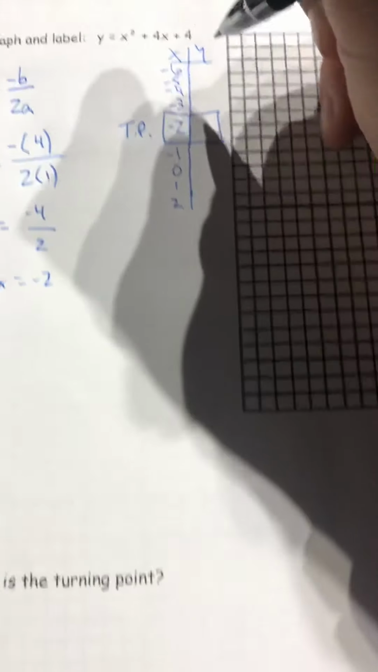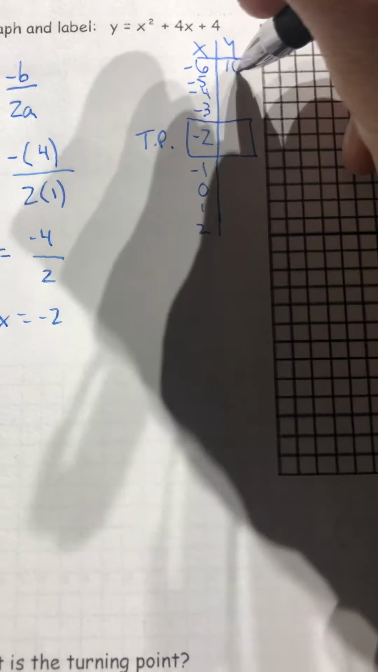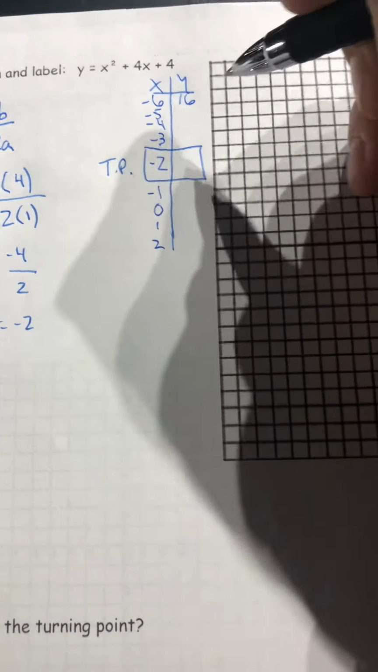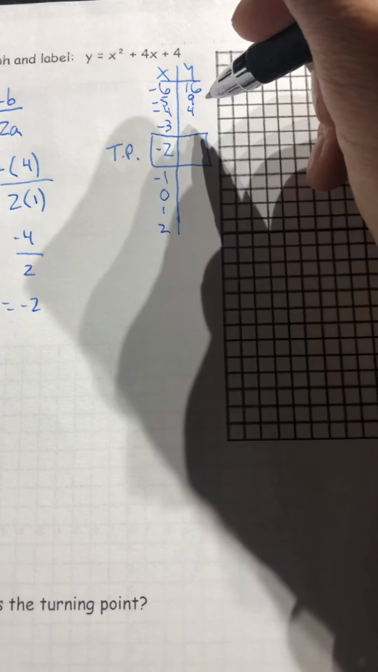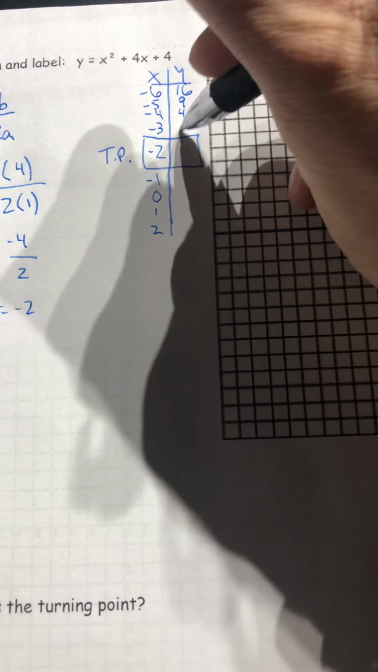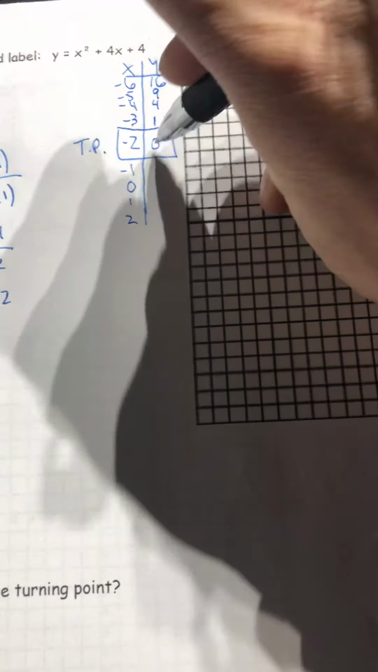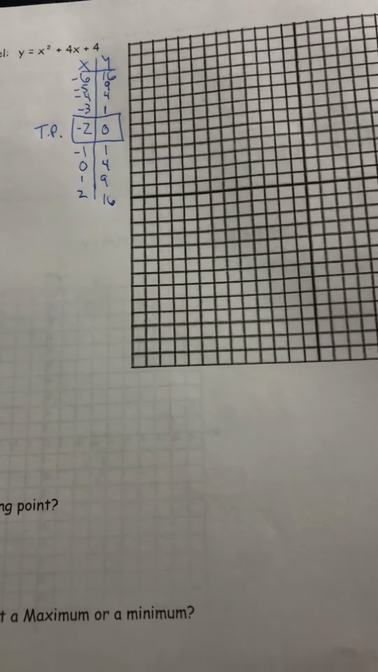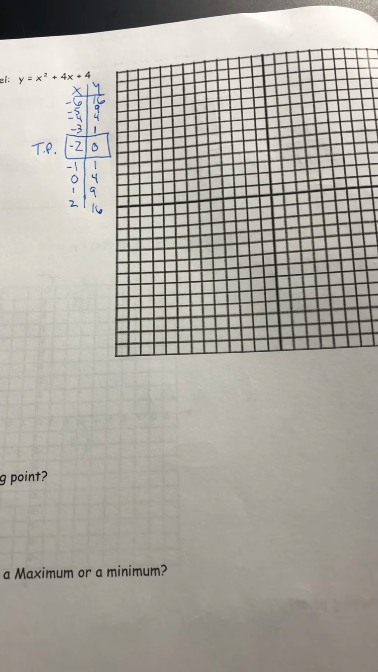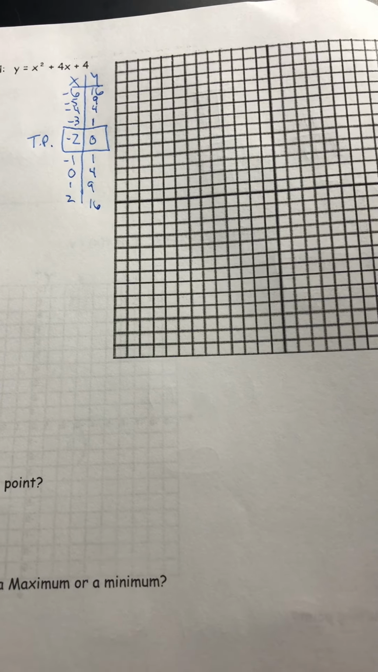We should have 16, 9, 4, 1, 0, 1, 4, 9, and 16. Now 16 will not fit in the graph. So the first thing we're going to do is we're going to start with negative 5.